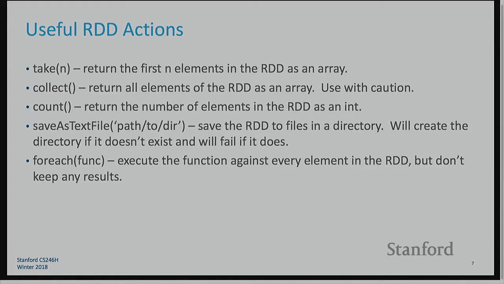So, there are two classes of things you can do to an RDD. They're called actions and operations. An action is something that does not generate another RDD. Typically, it will generate a native construct of some kind or an object. For example, take n says, take the first n elements from this RDD and return them as an array.